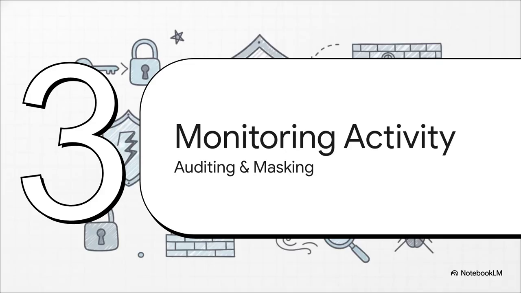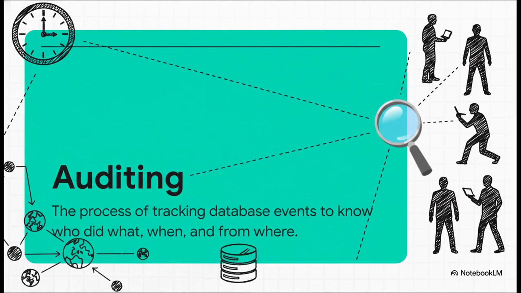All right, our fortress is really taking shape. The gates are secure, the vault is locked, but who's watching the guards? Well, now it's time to install the security cameras. Layer 3 is all about monitoring activity, making sure we have a clear record of every single thing that happens inside our walls. This whole process is called auditing.